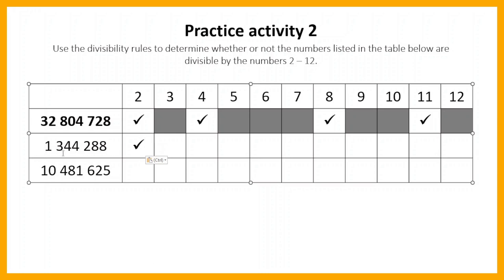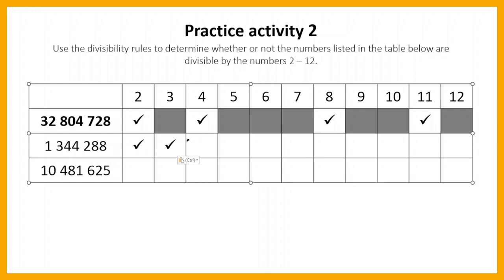the digits. So I have 1 plus 3 is 4, plus another 4 is 8, plus another 4 is 12, plus 2 is 14, plus 8 is 22, plus another 8 is 30. So the sum of all of these digits is 30. Now 30 is a multiple of 3, which means that 3 is also going to be a factor of that number. Okay, so now I know that 2 and 3 are both factors.